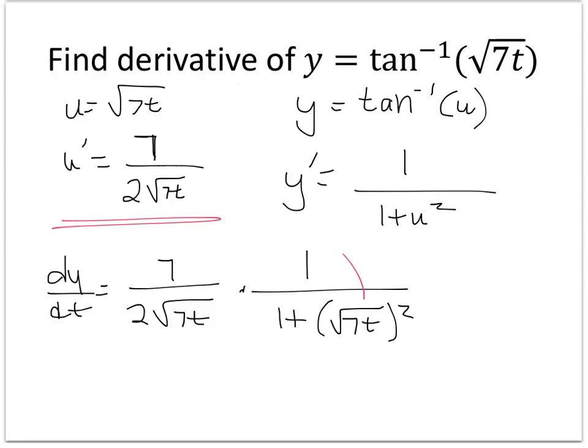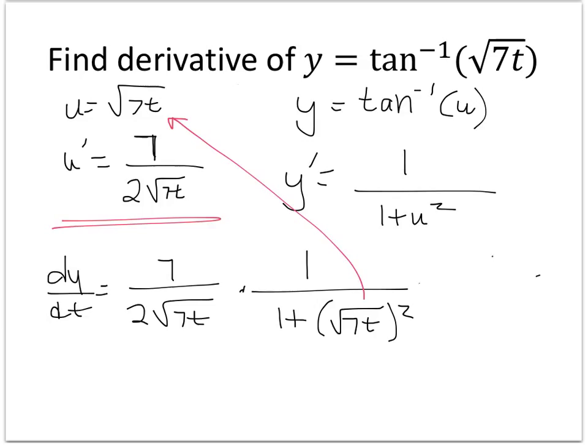Where did I get that from? Rock chair. And then I can make this look a little better. I could certainly square this out. So 1 over 1, I guess I have to write all that other stuff first.